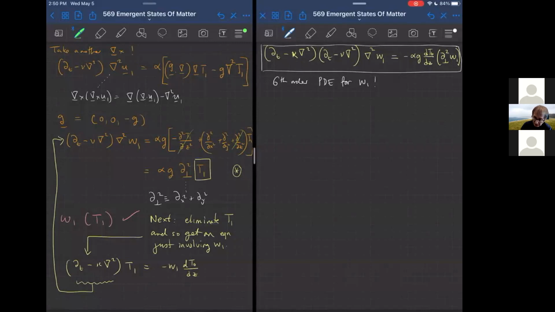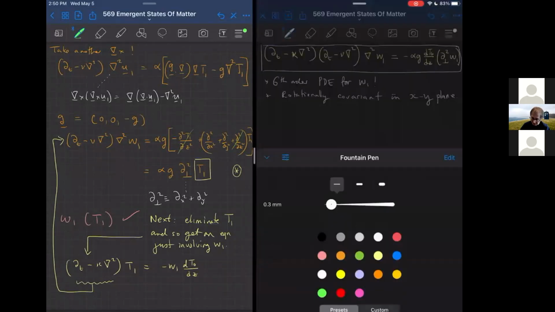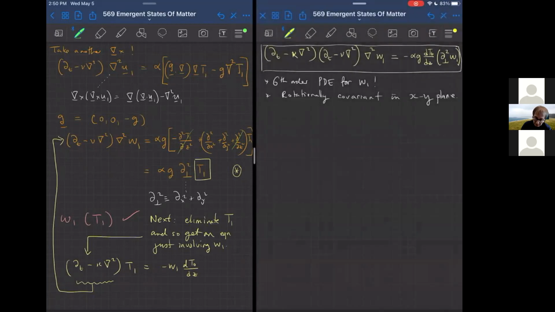Okay, so that's the first thing, and the other thing I want to point out is that this equation is rotationally covariant in the xy plane, as you might have expected it would be, just from the physics, but we can see that explicitly because of the perpendicular Laplacian. Okay, so that's the end of step 1. So now let's go to step 2.